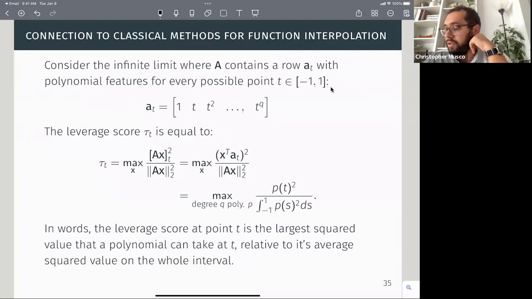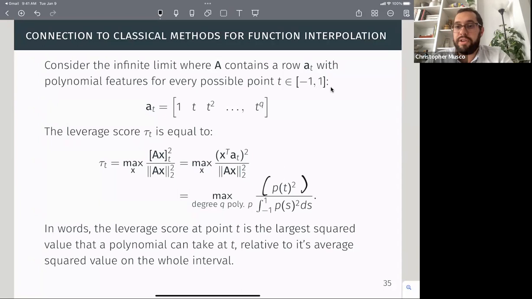And what's the bottom of the fraction? It's the L2 norm of some polynomial evaluated at all values of T between -1 and 1. So the leverage score is exactly equal to the maximum over all degree Q polynomials of P(T) squared over the integral from -1 to 1 of P(S) squared dS. So it's equal to the squared magnitude of the polynomial at T divided by its average magnitude over the interval. That feels like a very nice form for this leverage score.